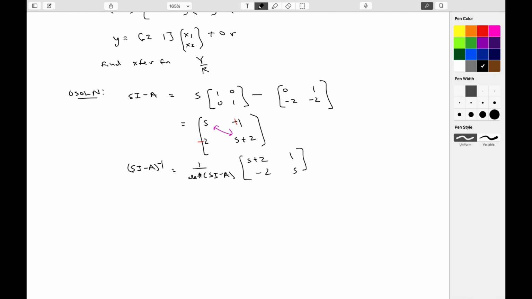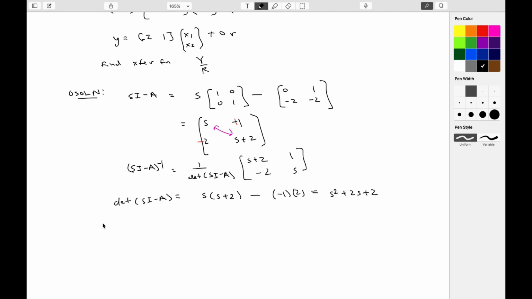Okay, and then all we need to do is actually calculate this determinant. So the determinant of sI minus A is going to equal s times s plus 2 minus 1 times 2. So when I multiply that out, I'm going to get s squared plus 2s plus 2.